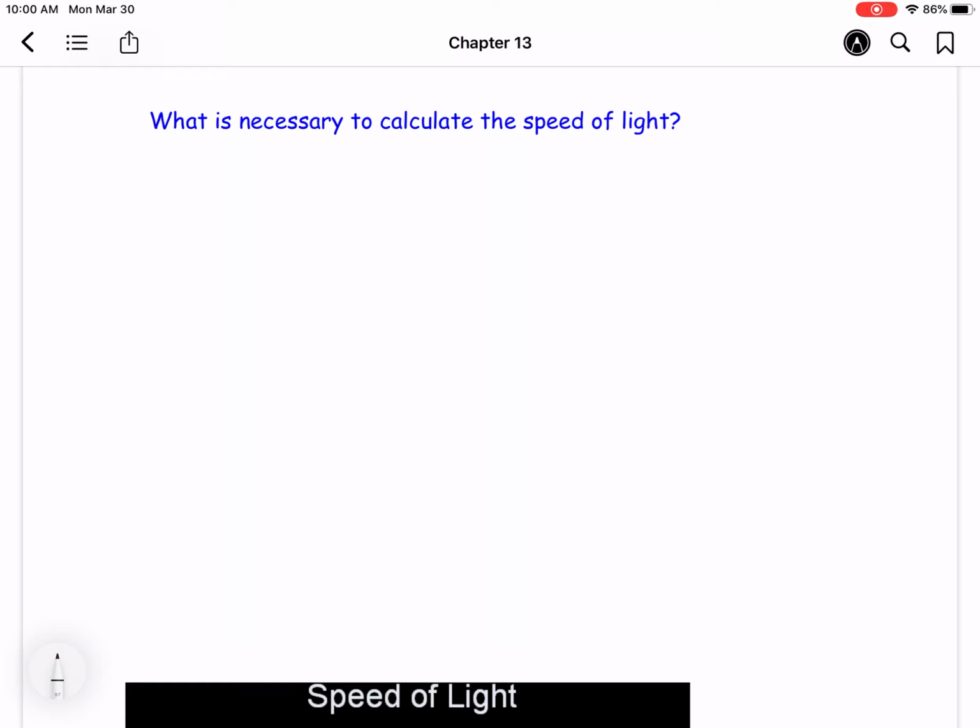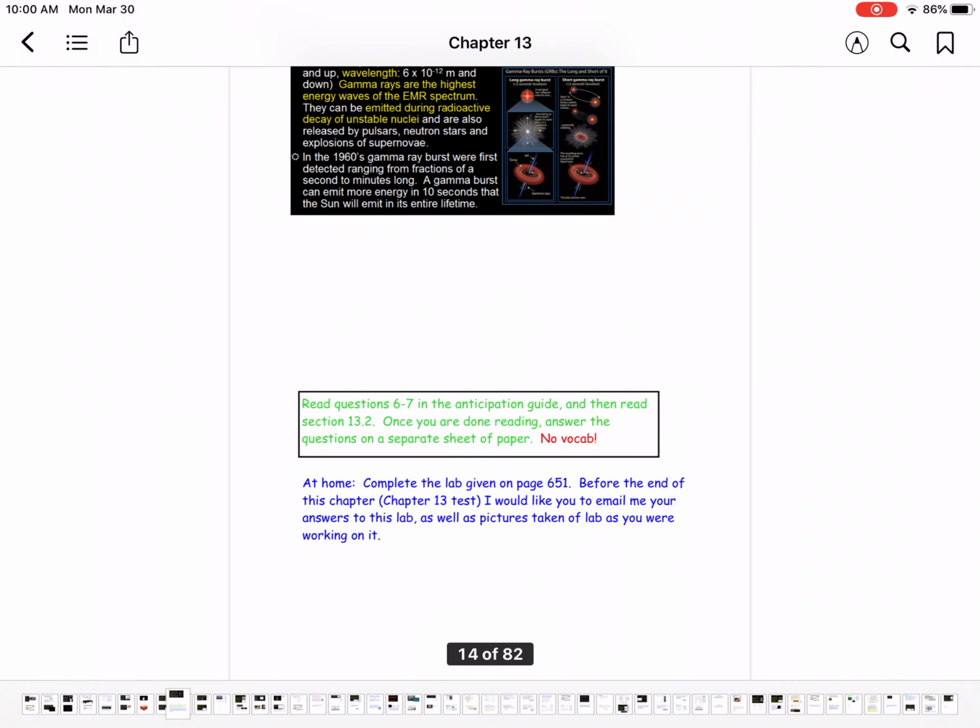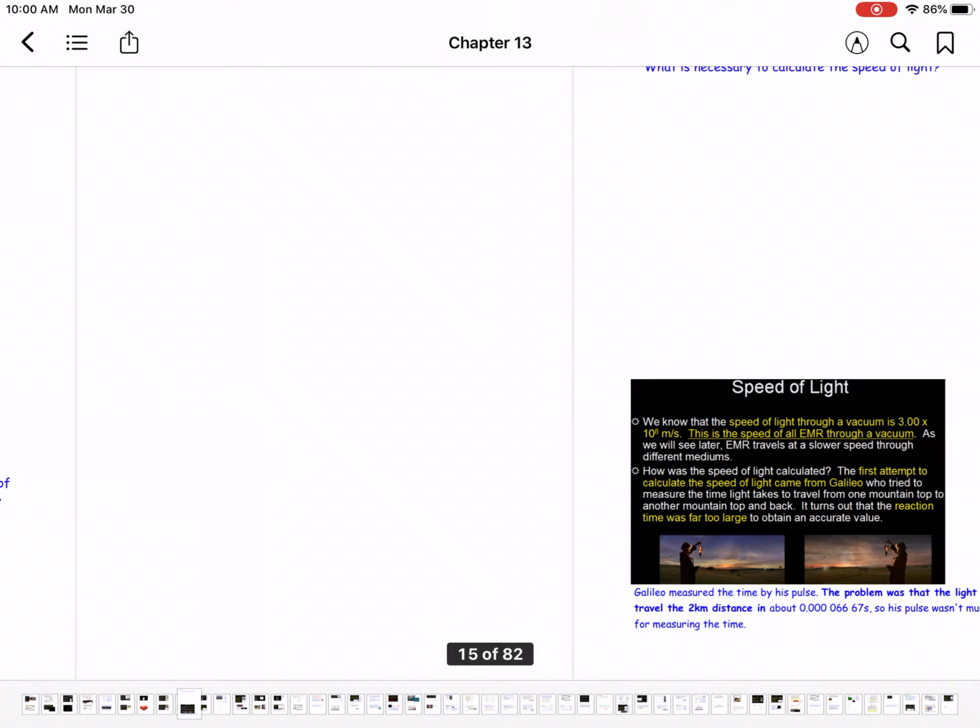Alright, so last lesson we just finished off with basically the different types of light. It was quite a long lesson, but it's pretty interesting stuff, at least in my mind.